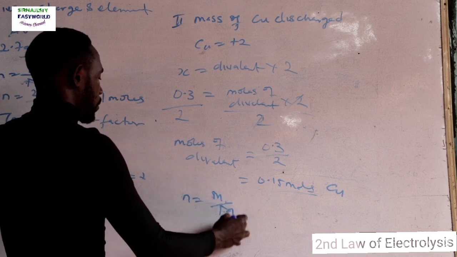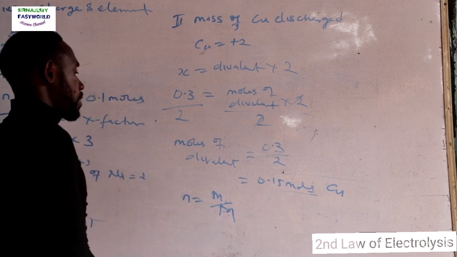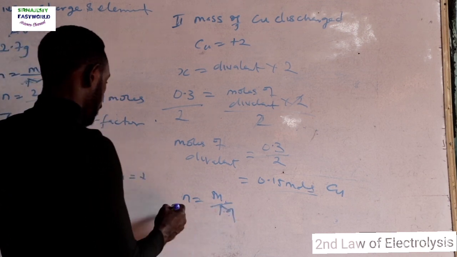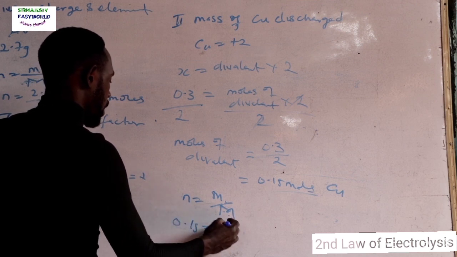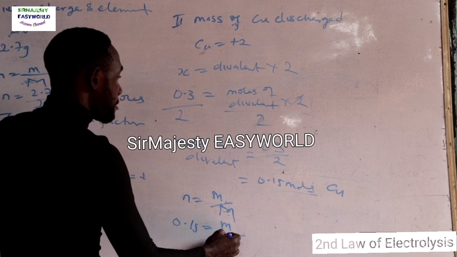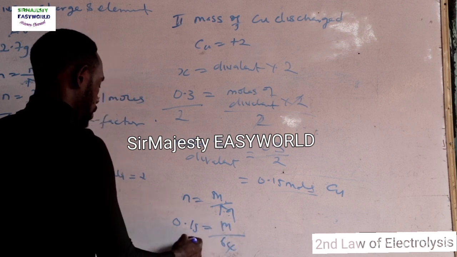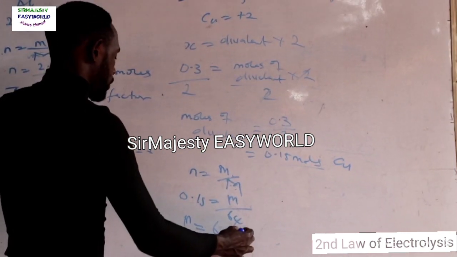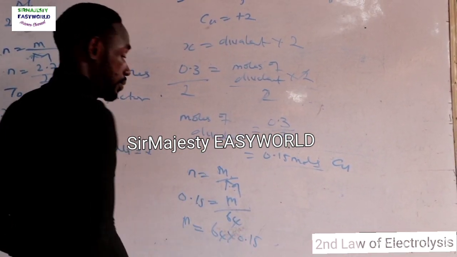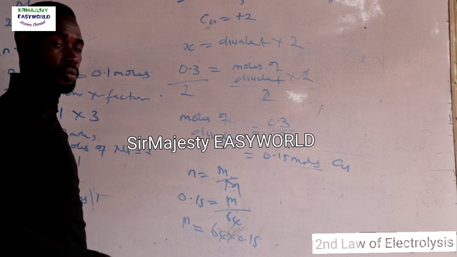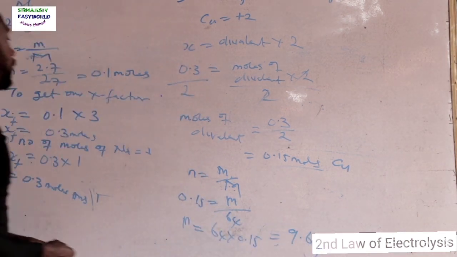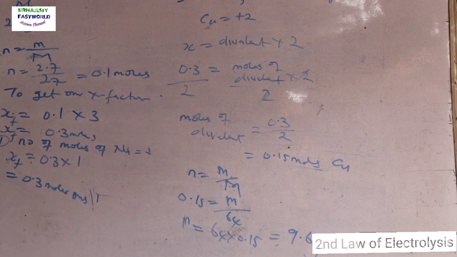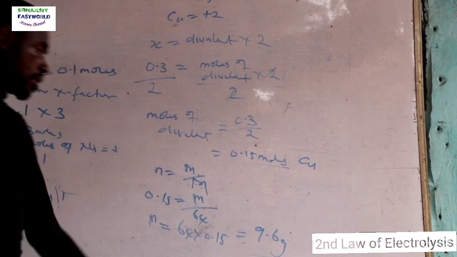Let me use small letter for reacting mass, and capital letter for molar mass. So the molar mass of copper is given as 64, and our mole is 0.15, that's our n, is equal to small m, which we don't know, all over 64. Therefore, the mass discharged should be 64 times 0.15. What do you have here? 9.6 grams. So, the quantity of electricity that discharged 2.7 grams of silver will discharge 9.6 grams of copper.